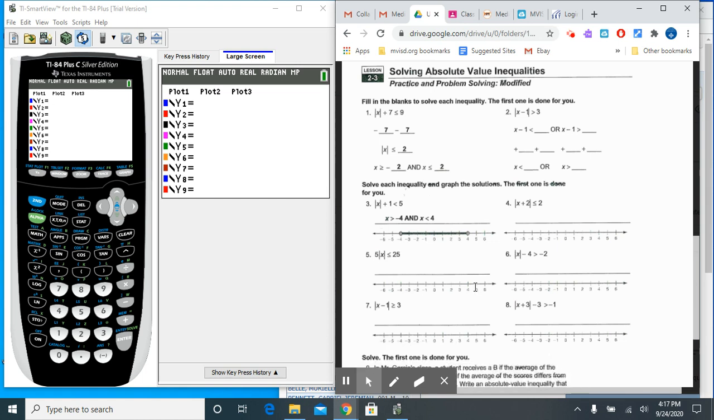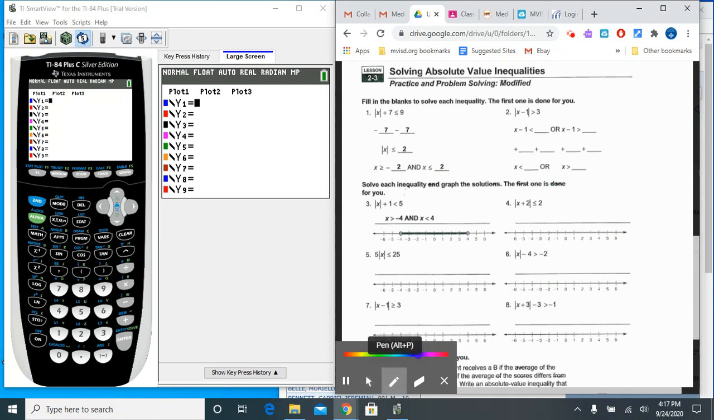Today we're going to work with absolute value inequalities. They have some similarities to the absolute value equations as far as solving them algebraically, but I'm going to spend a little bit of time on algebra and more time on solving them with a calculator. So let me show you the rationale behind the algebra.